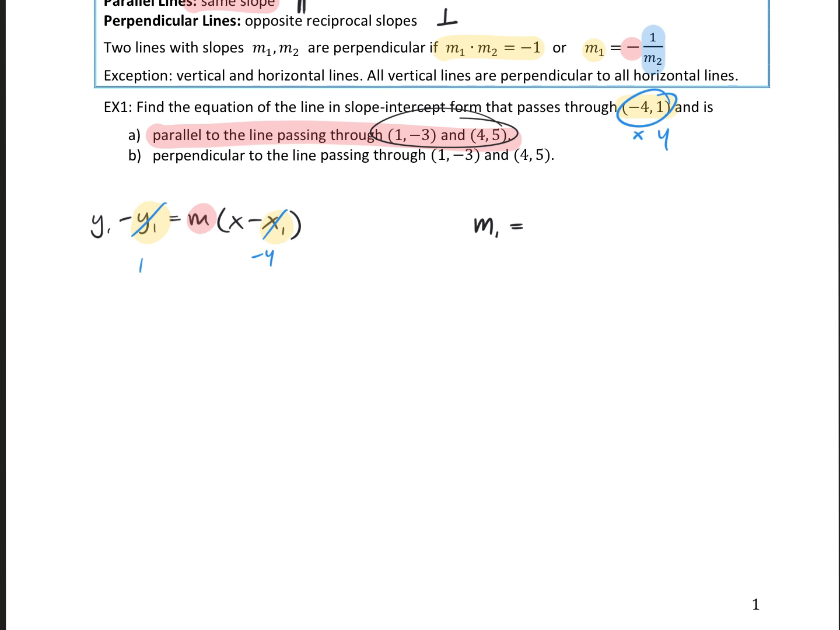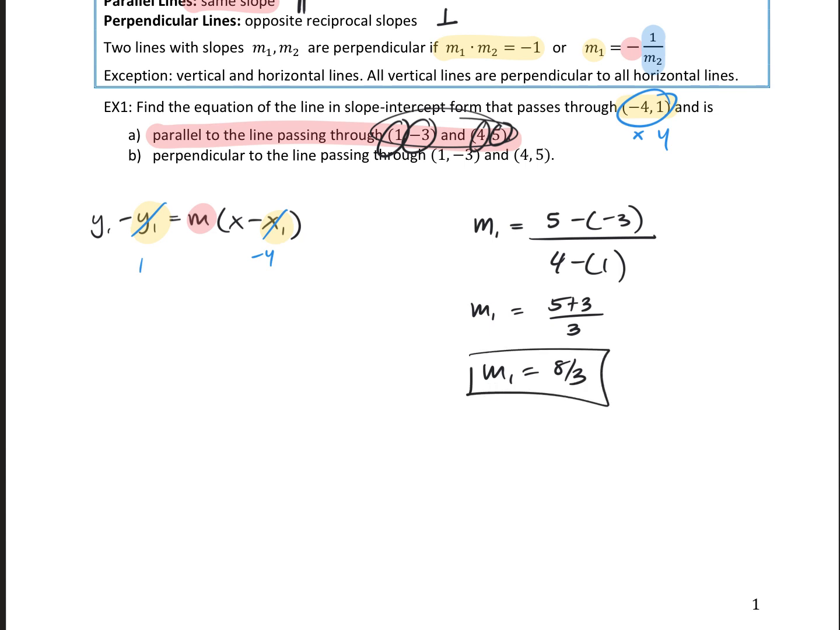So I'll just go ahead and use the formula for slope, which we had above. Subtract the y value, so 5 minus -3, and then 4 minus 1. So that's going to be 5 plus 3 over 4 minus 1, which is going to be 3. So m sub 1 is going to equal 8 over 3. Okay, that's the slope. And again, we're talking about a parallel slope, so my slope is parallel to this, which means it's going to be the exact same.